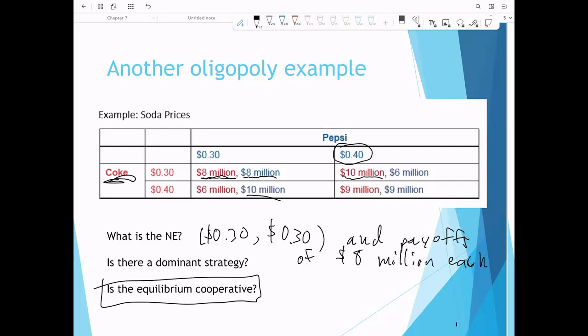Yeah, Christopher. The answer is no, it's not cooperative, because they would both be better off if they chose the high price, right? Because then they both get more money, but that's not what they did. They're competing with one another. They're choosing a lower price. They're fighting each other.